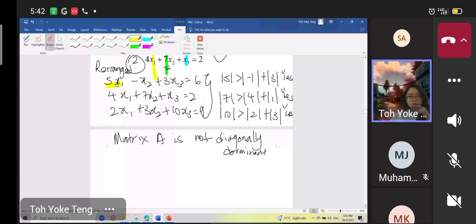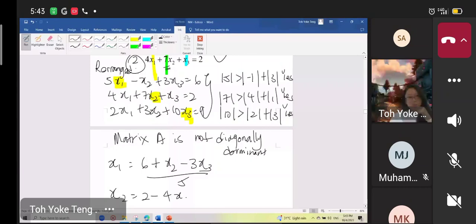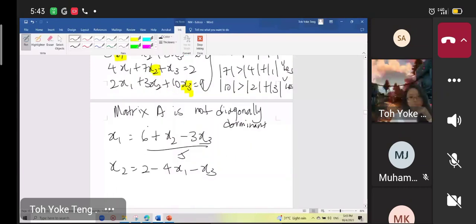Okay. So x1, x2, x3. From the first equation, just keep the other terms on the right hand side. So negative becomes positive, positive becomes negative, over the coefficient. And then x2 equals 2 minus 4x1 minus x3 over 7. And then the third one equals 9 minus 2x1 minus 3x2 over 10.